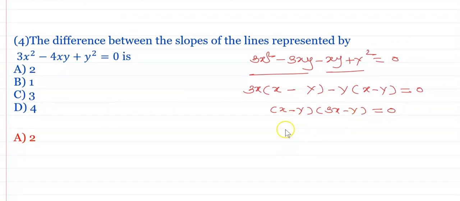Okay. Now the slope of the first line: x minus y is equal to 0, means y is equal to x. And what about the second line? 3x minus y is equal to 0, that is y is equal to 3x. Slope of the first line m1 is 1 and m2 is 3, and their difference is 2. And therefore option A is the correct one.